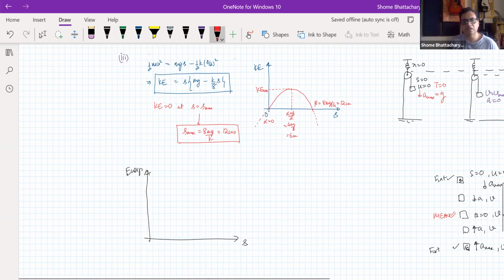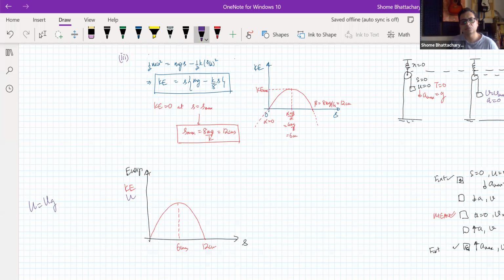So in that, if you look at the kinetic energy versus displacement, we've already seen it is like this. It's peaking at the mid position of 6 centimeters and again becoming 0. Now if you look at the potential energy, how will we define it? We'll have to define the potential energy as the sum of gravitational potential energy plus elastic spring potential energy, where we take the potential energy at the top as 0.